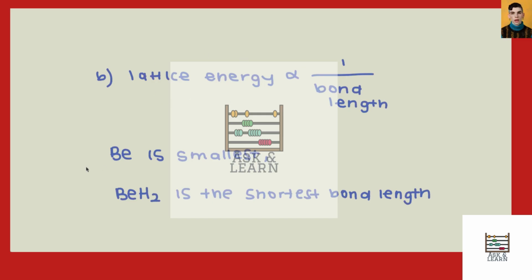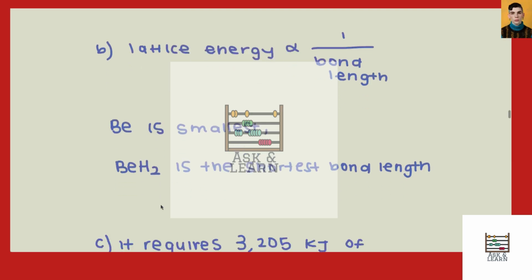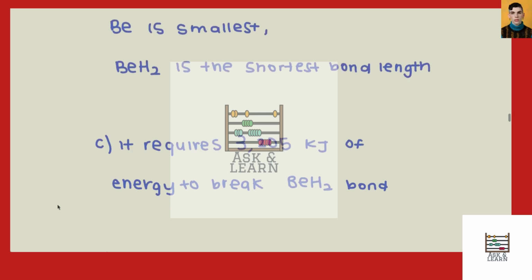And what we see in this group of elements is that beryllium has the smallest ionic size. So we're going to see that BeH2 is the shortest bond length in this list, and so it would have the highest lattice energy. And now, just to talk a little bit more about the bond of BeH2, it requires 3,205 kilojoules of energy to break the bonds of this compound into all of its ions. So that would be Be2+ and H-.